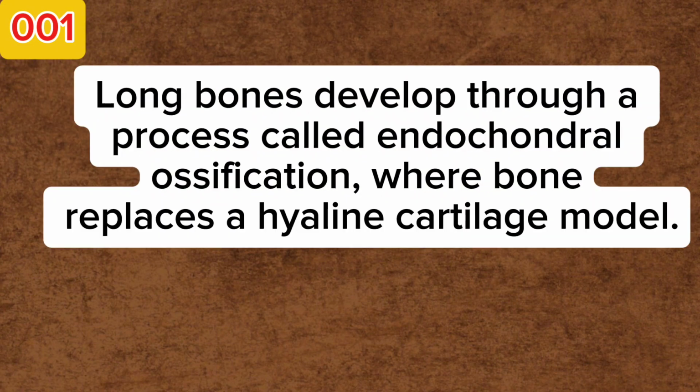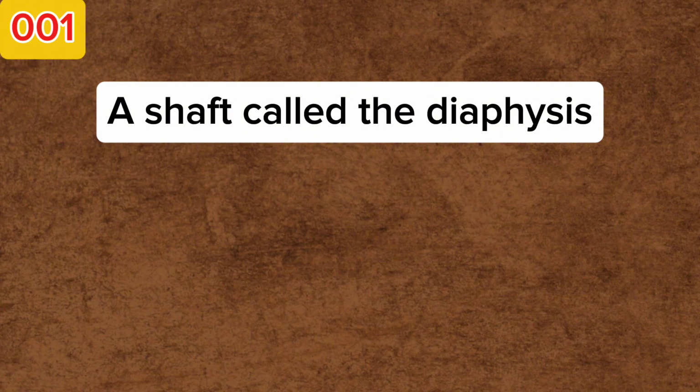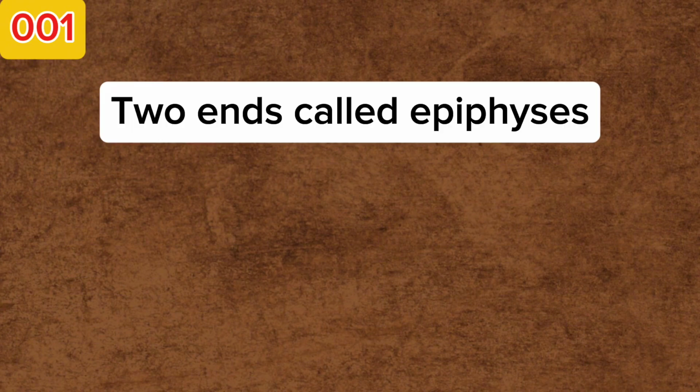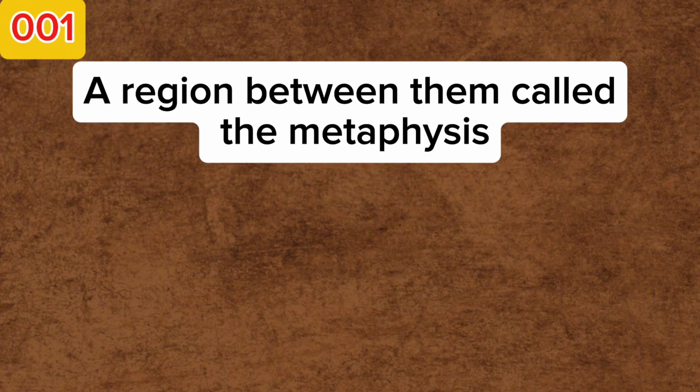Long bones develop through a process called endochondral ossification, where bone replaces a hyaline cartilage model. A long bone has a shaft called the diaphysis, two ends called epiphyses, and a region between them called the metaphysis.